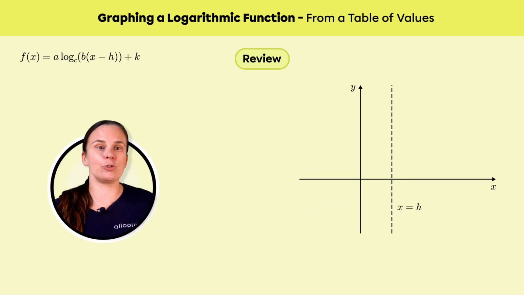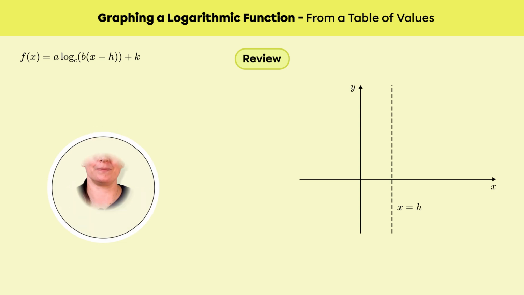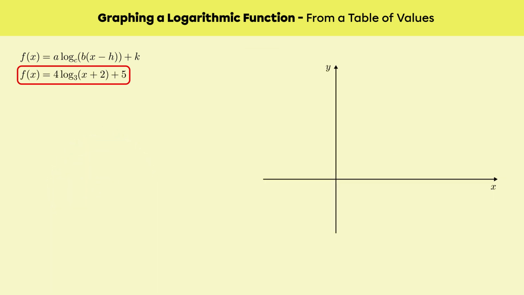The first thing to do when looking for points belonging to the function is to determine the asymptote and then determine on what side the curve lies. Now let's do an example. Let's graph the logarithmic function whose rule is f of x equals 4 times log base 3 of (x plus 2) plus 5. The first step is to sketch the vertical asymptote.